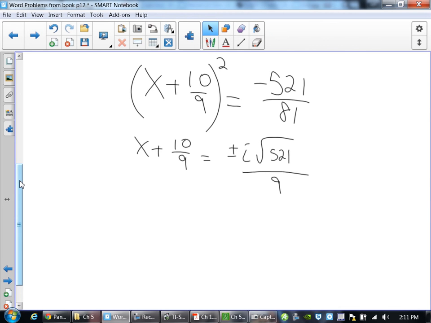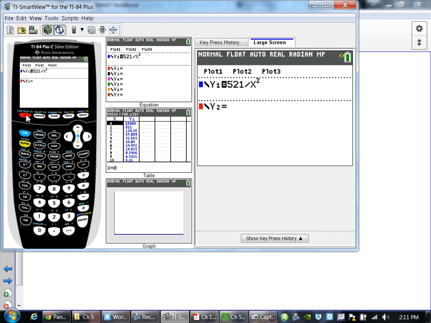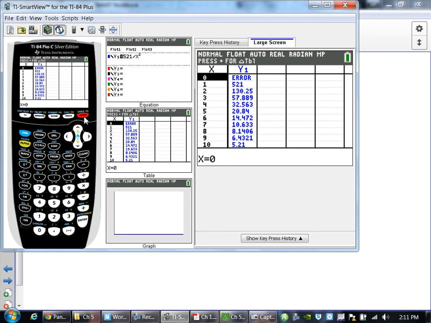All right, let's check it. Go to y equals, and I'll check 521 over x squared, and go to my table. You'll notice there is no perfect square that goes in there. See how it just goes 1, 521, then everything else after that is just decimals. That means it's not a perfect square. So you leave it. i root 521. You're done.